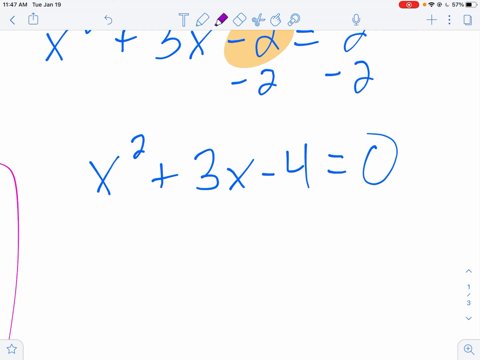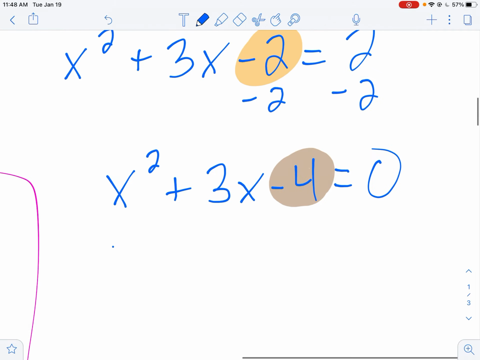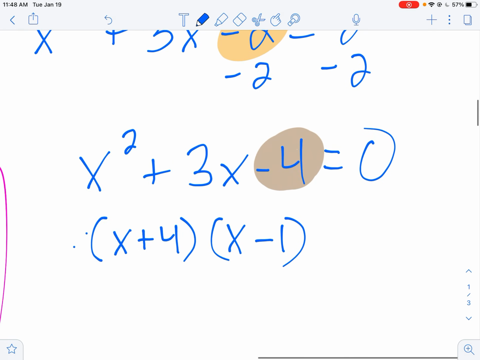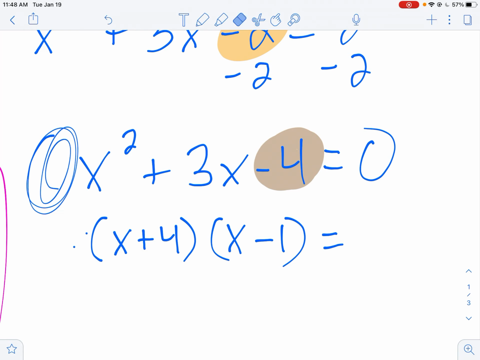So what that means is, I need to find two factors of negative 4 that when I add them, they're going to give me positive 3. I can go with x plus 4 times x minus 1. When I multiply positive 4, negative 1, I get negative 4. When I add them, I get positive 3. Remember, that only works if you don't have a coefficient here. If you have a coefficient here, I definitely recommend that box method.